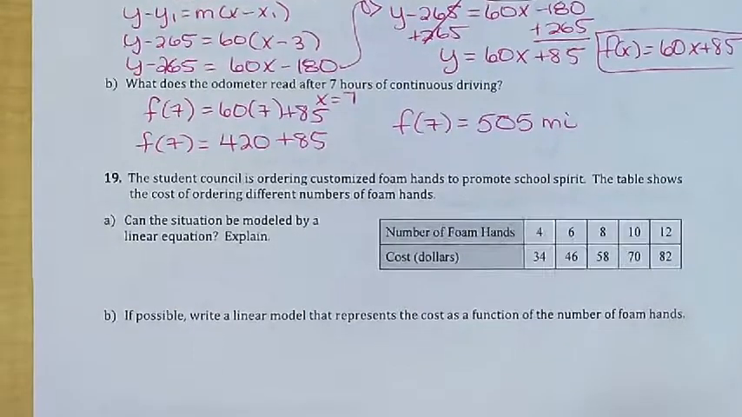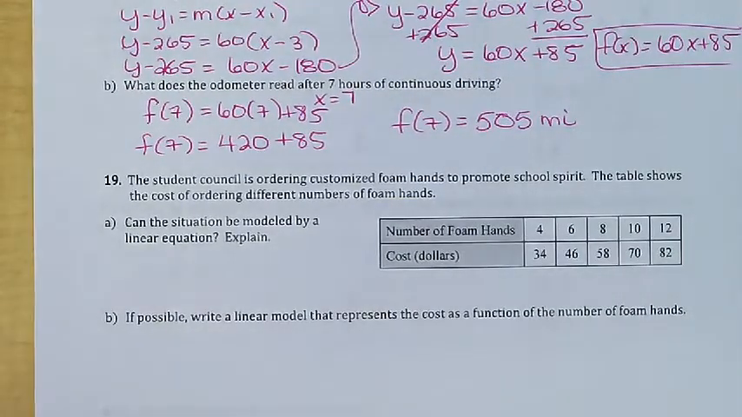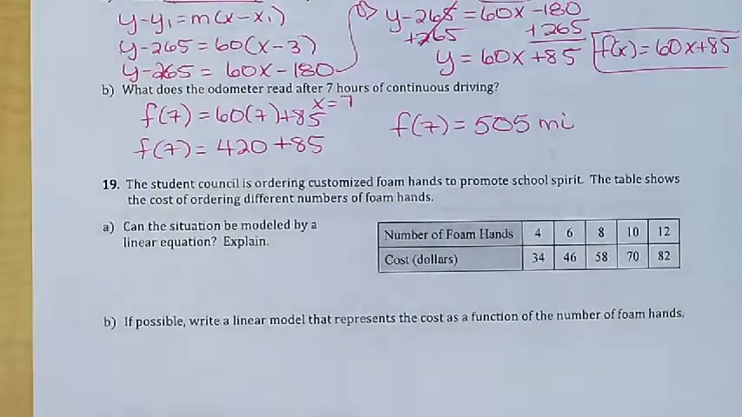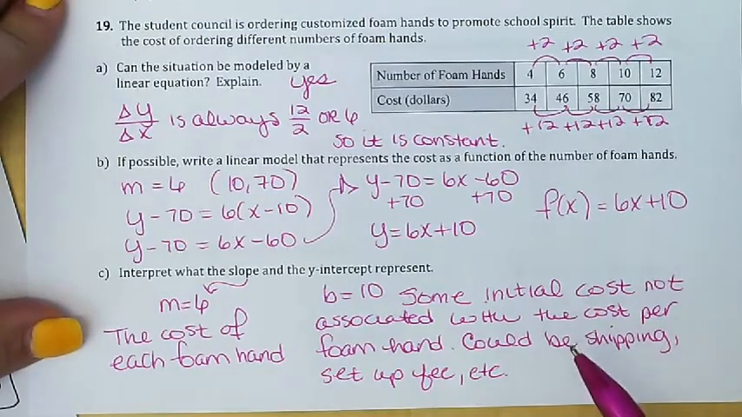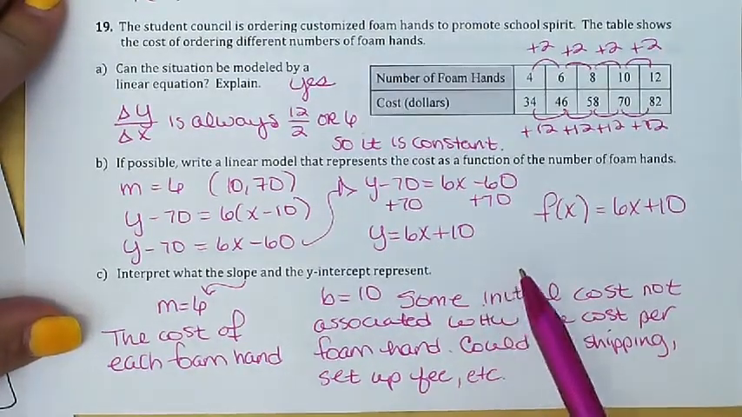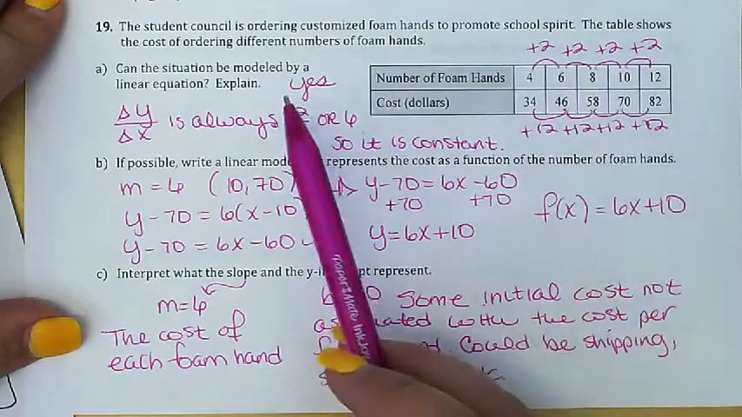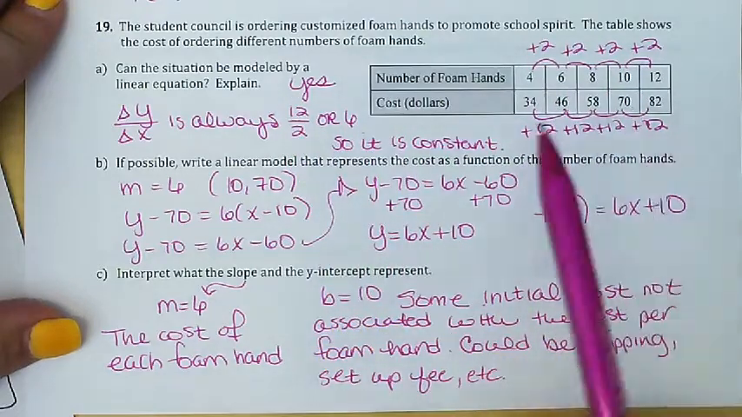Try number 19, and in just a moment, we'll check it together. Try it on your own and see if you can set it up and solve. Okay, so check number 19. The Student Council is ordering customized foam hands to promote school spirit. The table shows the cost of ordering different amounts.